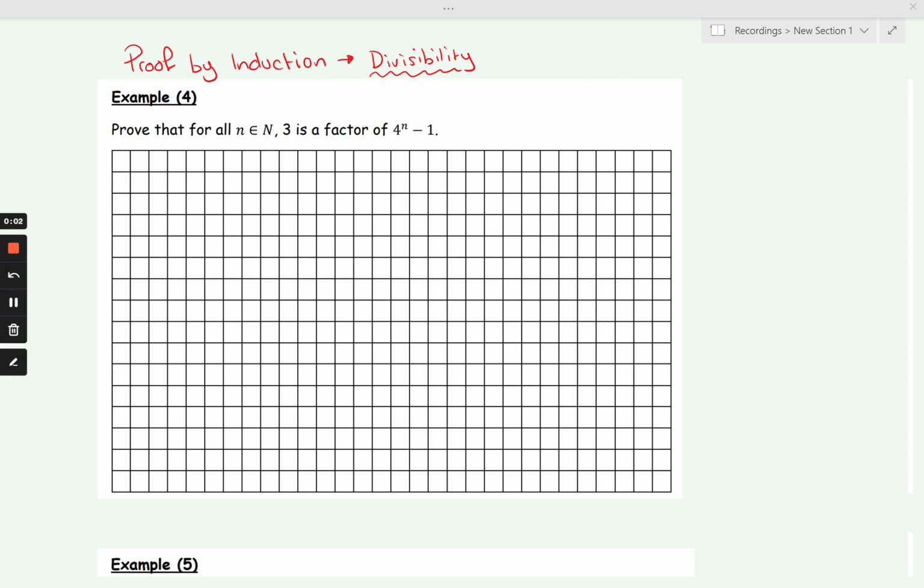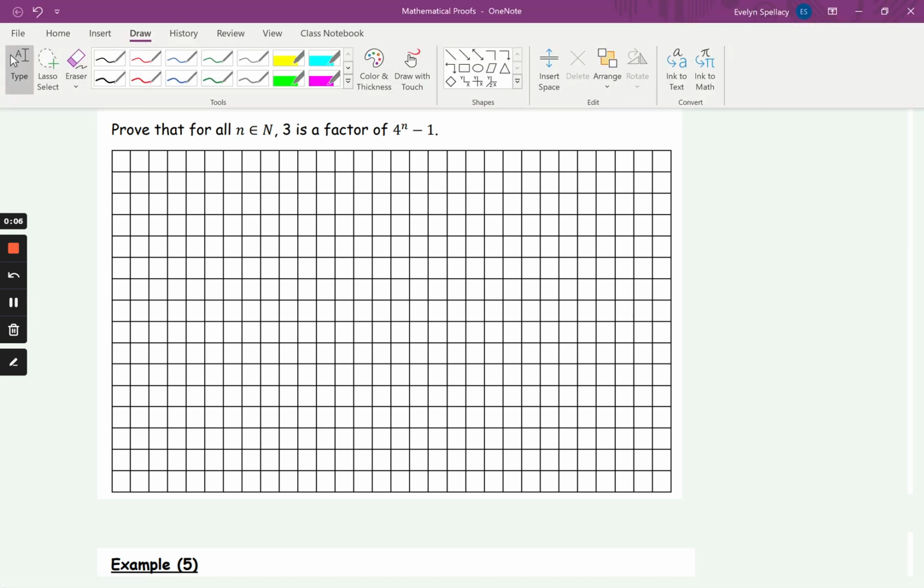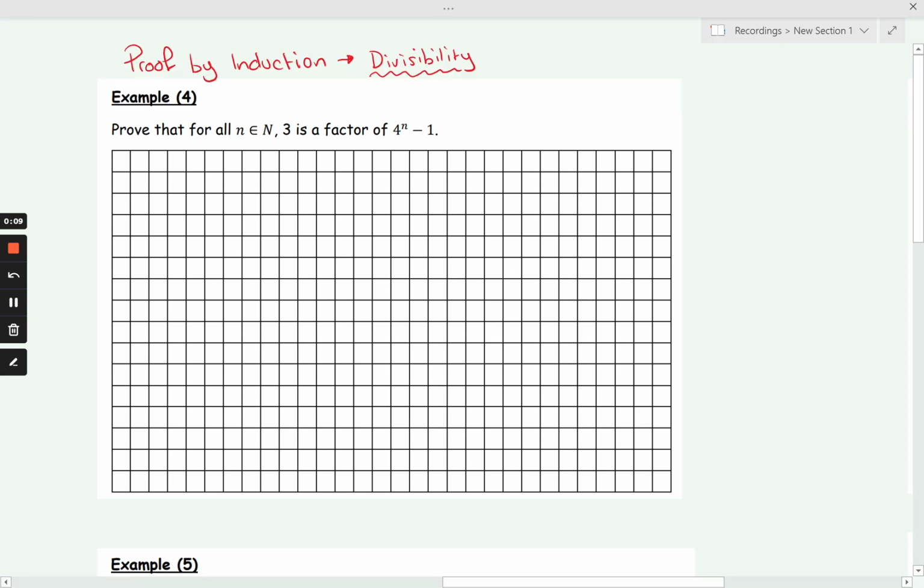Welcome back, guys. Furthering on from our tutorial on proof by induction for the sum of a series, we're now going to be looking at proof by induction for divisibility. We're going to look through examples 4, 5 and 6, and we're going to look at the method that's common for proof by divisibility.